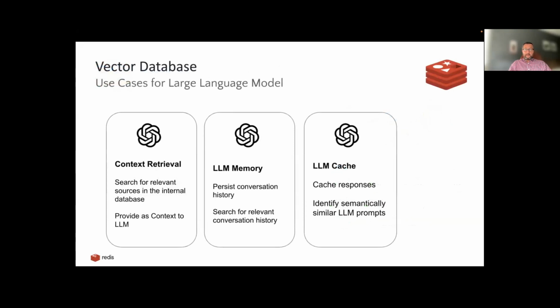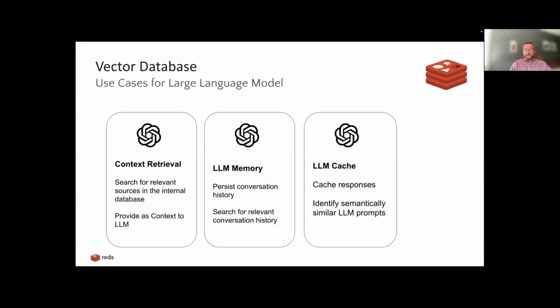Being a vector database and doing augmented retrieval is not the only thing that a vector database can do. I would skip most of the talk here, but there are things like memory and cache. Cache is a traditional thing for Redis, and we can do that really well and keep doing that really well.